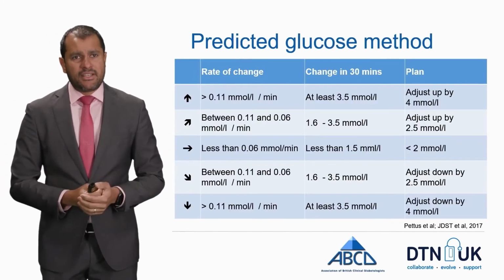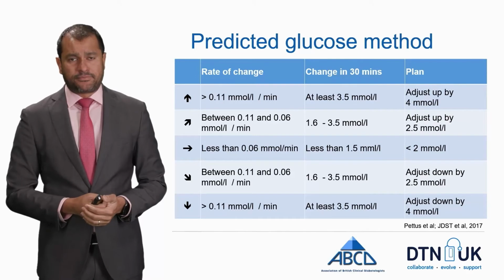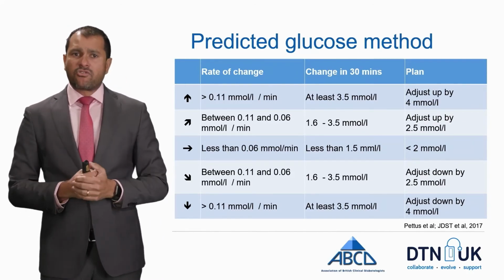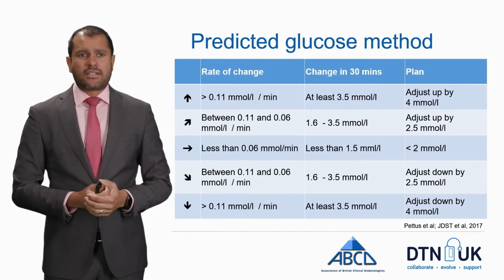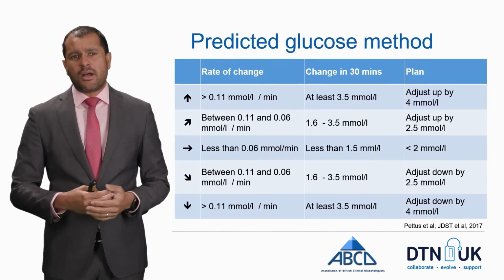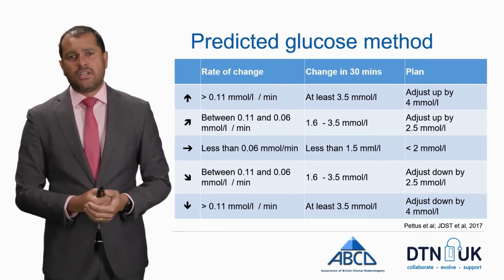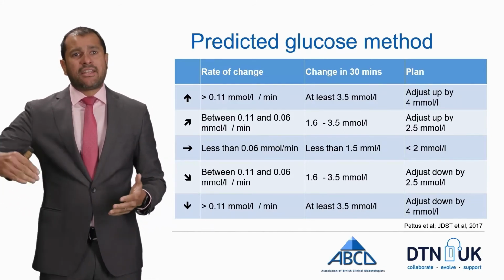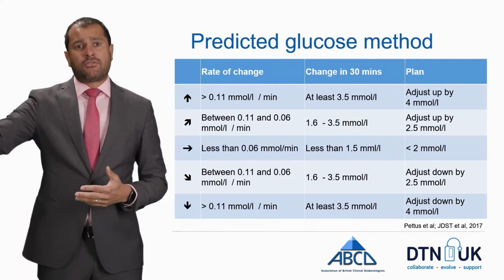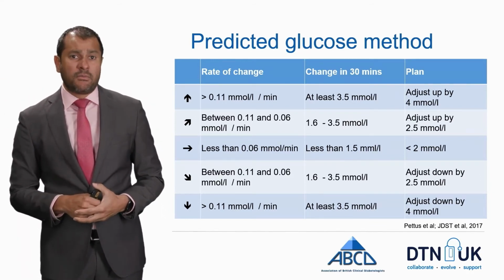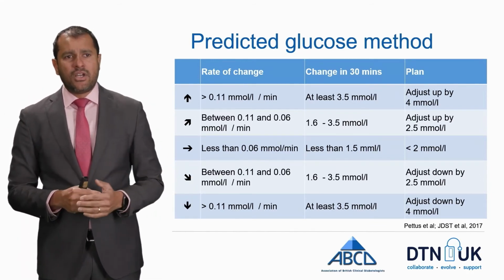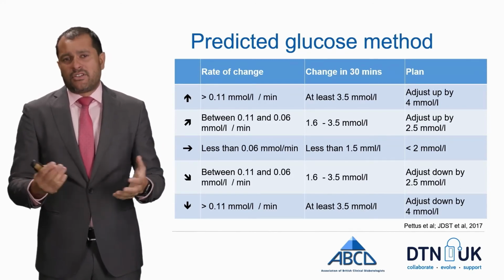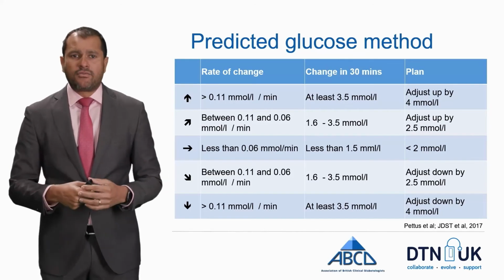The second method is the predicted glucose method. So here, if you've got an arrow that goes straight up, we know that in the next 30 minutes, you're going to go up by at least 3.5, and the average is between 4 and 5. So you just calculate your dose based on a number that's 4 or 5 millimoles higher. If you've got an oblique arrow, you're going to go up by between 1.6 and 3.5. So you take the average and you'd adjust up by 2.5.